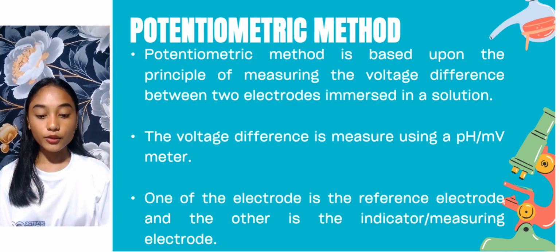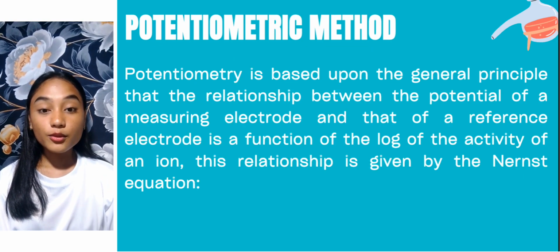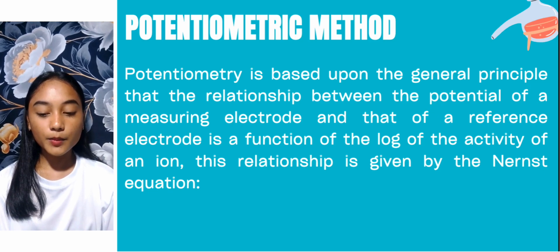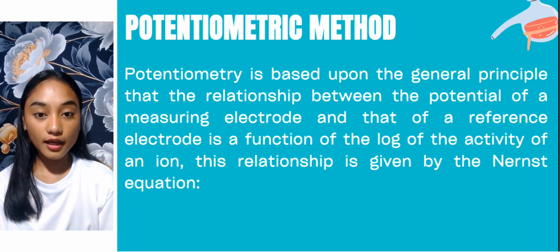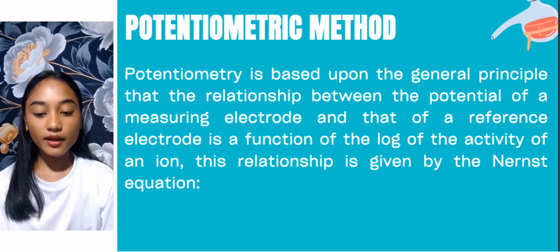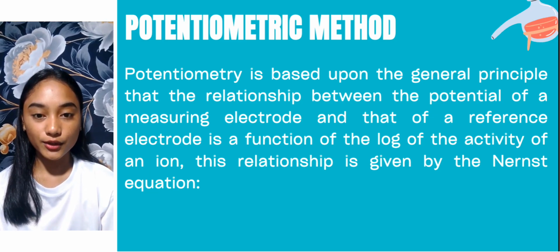So, one of the electrodes is the reference electrode, and then the other one is the indicator or the measuring electrode. Potentiometry is based upon the general principle that the relationship between the potential of a measuring electrode and that of a reference electrode is a function of the log of the activity of an ion. This relationship is given by the Nernst equation.